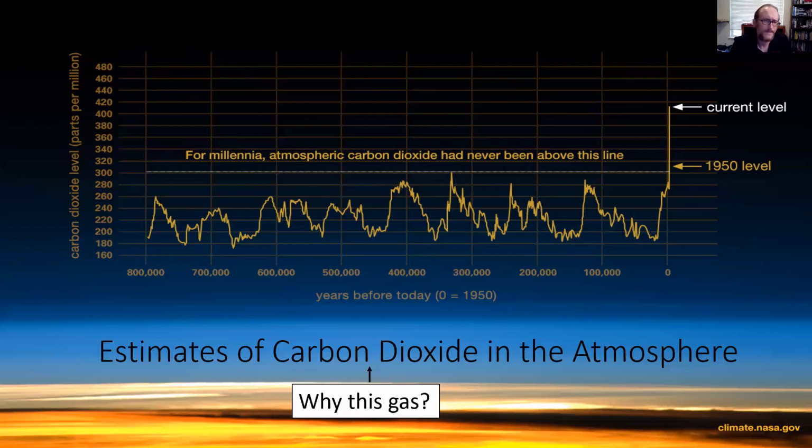But who cares? Since 1950, when we can add in our direct measurements, so for the last 70 years, we have seen a spike in carbon dioxide concentration, so that now we're sitting at between 400 and 420 parts per million carbon dioxide in the atmosphere. So we have now something which has not been seen in the last 800,000 years.